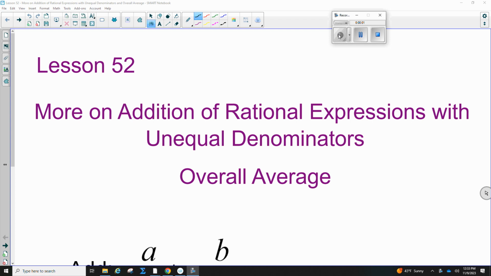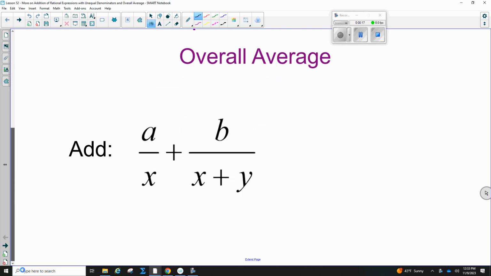All right, guys, lesson 52. More addition of rational expressions with unequal denominators, and then overall average that you guys did in pre-algebra. Okay, so let's start with unequal denominators. Rational expressions just means you have variables in the denominator.